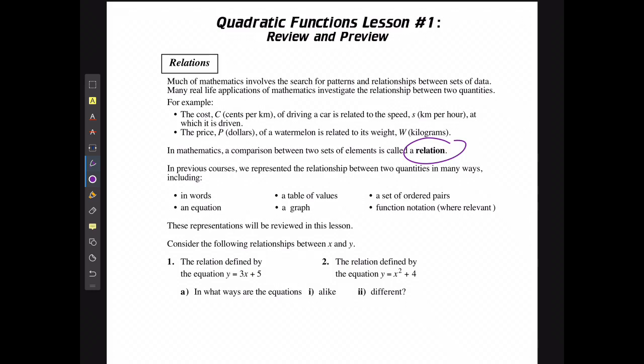In previous courses, like Math 10C, we represented the relation between two quantities in ways including a word relation, an equation, a table of values, a graph, a set of ordered pairs, or in function notation where it's actually a function. These representations will be reviewed in this lesson. So if we consider the following relationships between x and y.